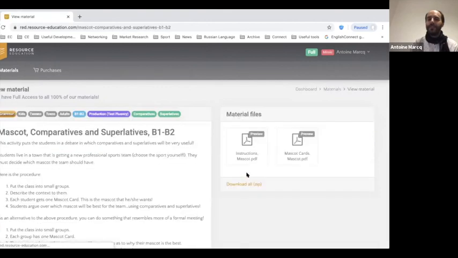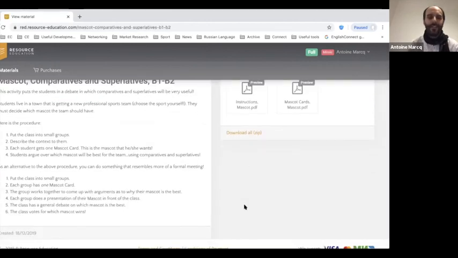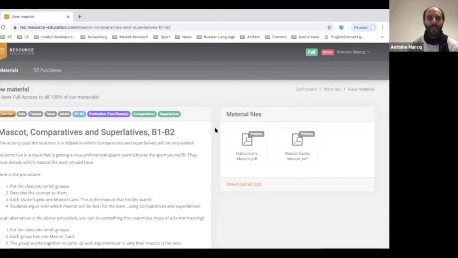Any questions or comments on these activities? Everything was clear?